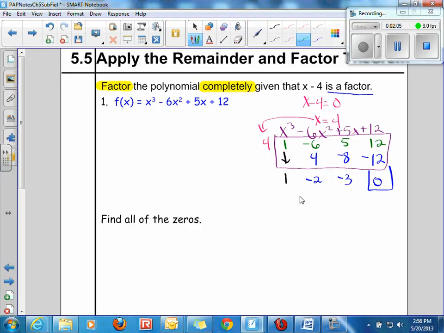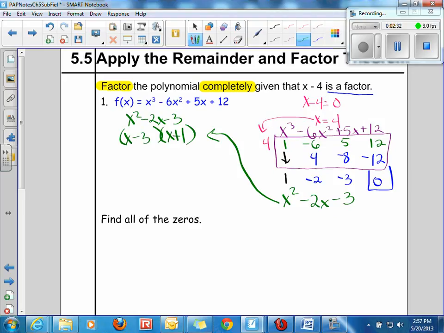So using this division here, we can write an equation for that. The equation that we have here that we're going to factor in a minute: decrease the power by 1 again. So it was x cubed, so now it's x squared. So it's 1x squared minus 2x minus 3. So this is what we need to factor. So I'm going to bring this over here and factor it. It factors to be x minus 3 and x plus 1.